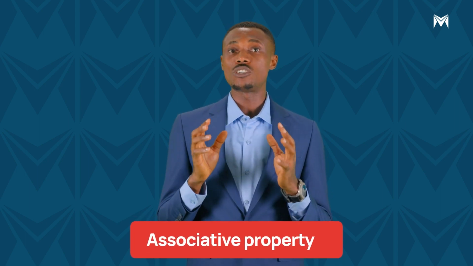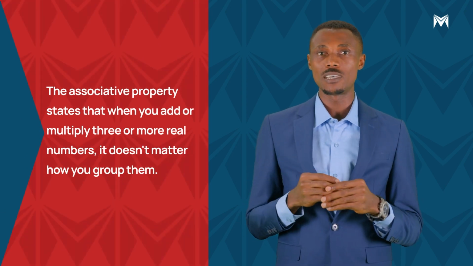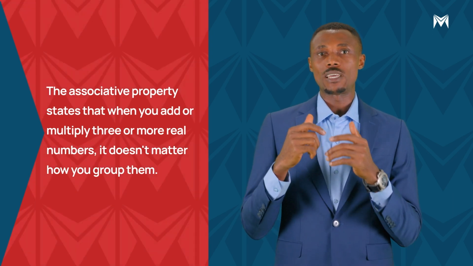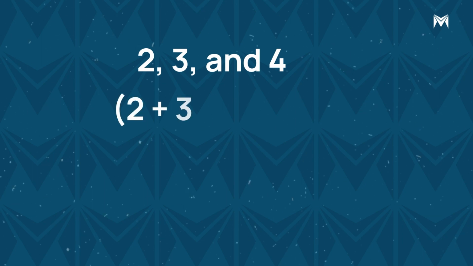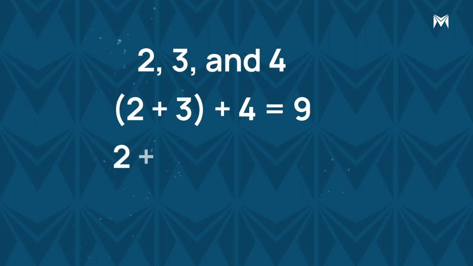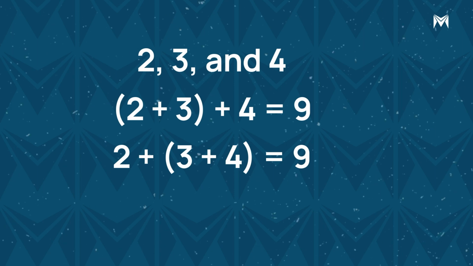Let us discuss the third property, which is the associative property. The associative property states that when you add or multiply 3 or more real numbers, it doesn't matter how you group them. In other words, we can change the grouping of the numbers without changing the final result. For example, if we have 3 real numbers, 2, 3, and 4, the associative property tells us that (2 + 3) + 4 is equal to 9. 2 + (3 + 4) is equal to 9.